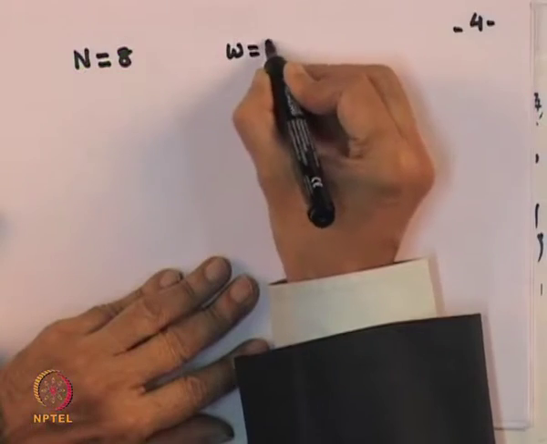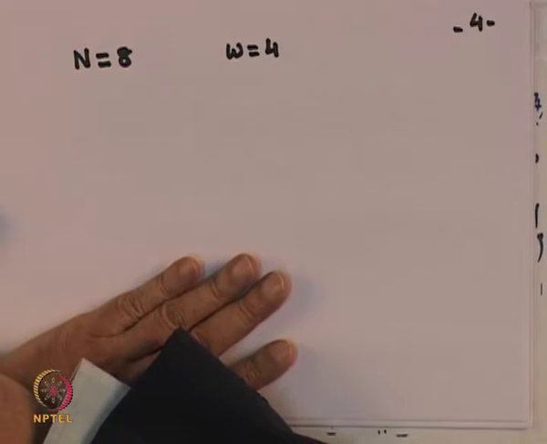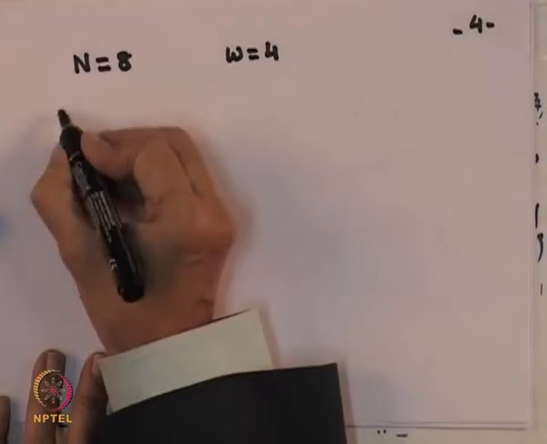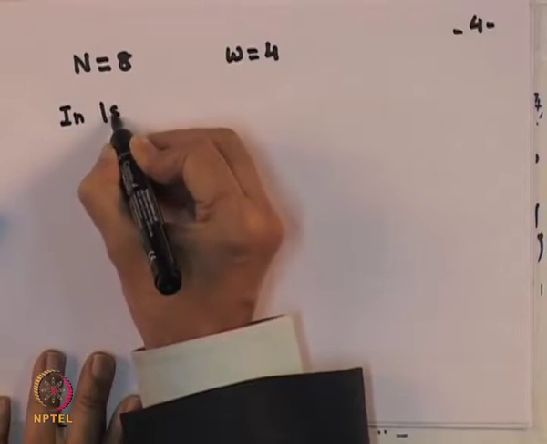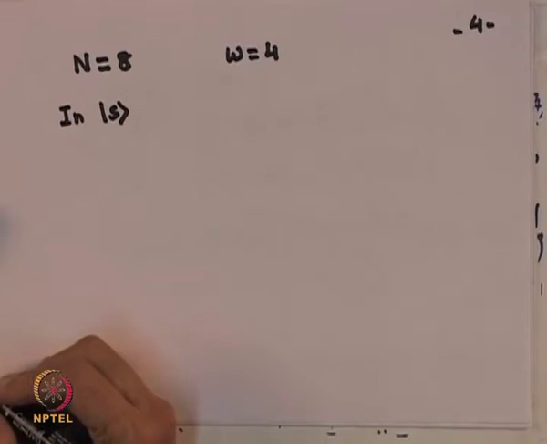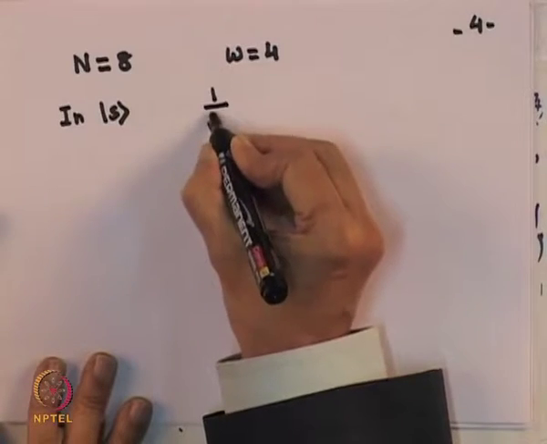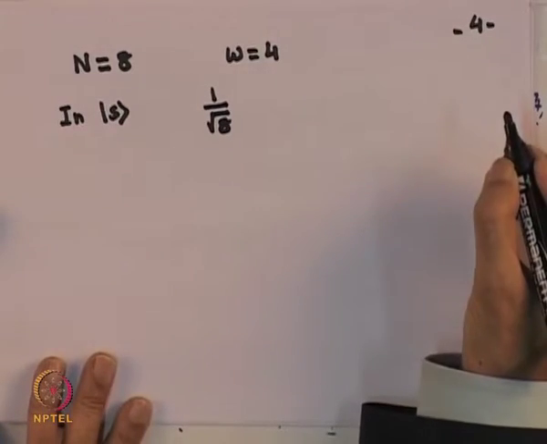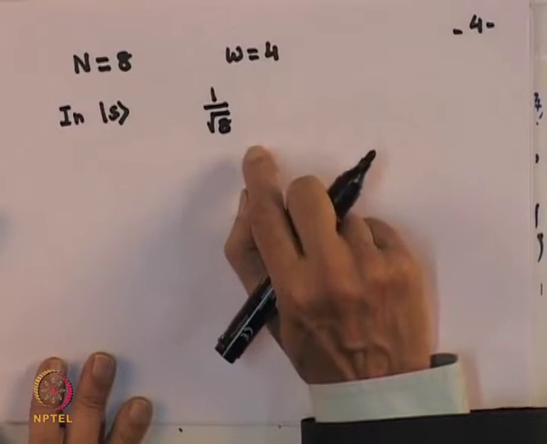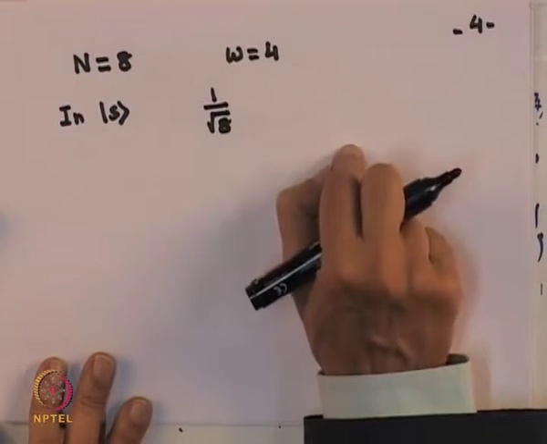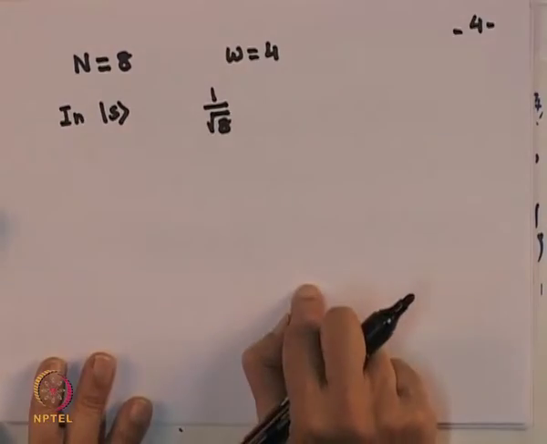Supposing n is equal to 8, and let us suppose w is equal to 4. This is the illustration. You could take w equal to anything else, because all the states have the same status; it won't make any difference to our calculation. So in S, each basis state has a strength 1 over square root of 8. This is the amplitude of each of the computational basis states in the standard state.